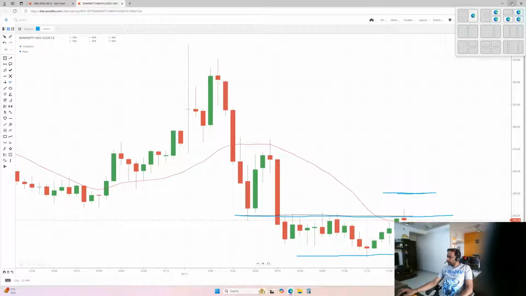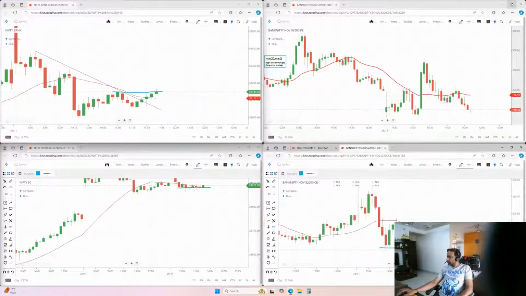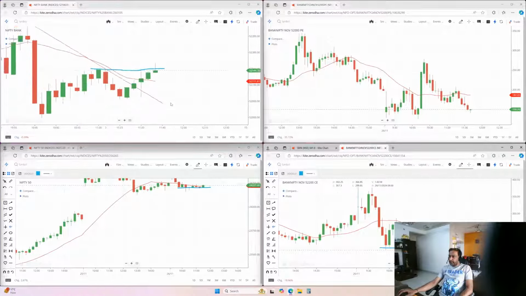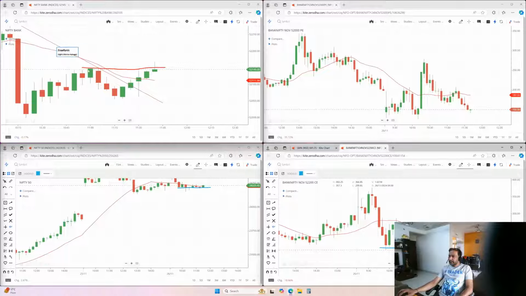It's currently moving down, no issues. Bank Nifty is taking rejection from this recent swing. That's the reason it's moving down. So our stop loss is around 180, and we are targeting 1 is to 1.